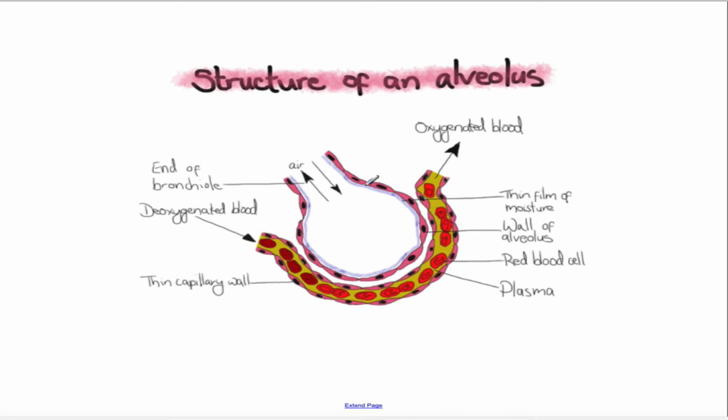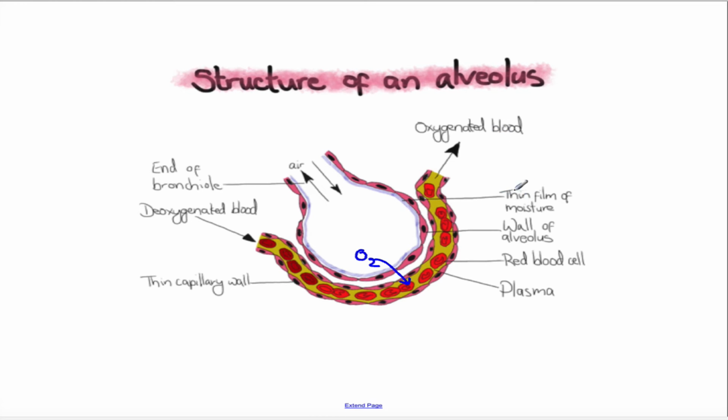They have a thin film of moisture because the gases will diffuse much more quickly when dissolved than they would in dry air. The very, very thin wall, that's just one cell thick, as is the capillary. So the oxygen, which is going to be in a high concentration inside the alveoli, can diffuse very easily into the blood in that way, and then into the red blood cells. So we've got deoxygenated blood which is lacking in oxygen, or low oxygen levels, and as it flows this way past the alveoli, it's going to be picking up oxygen and become oxygenated.